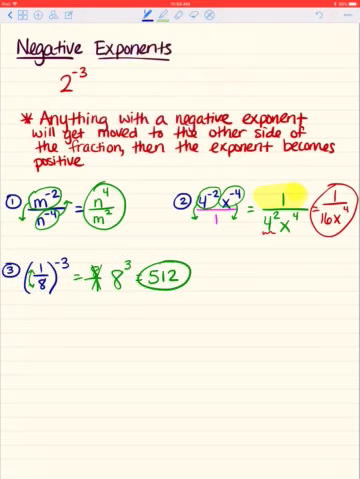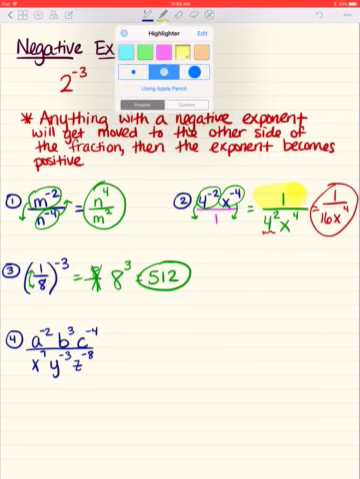All right, example 4, we're going to start getting a little more lengthy here. Let's say we have a to the negative 2, b cubed, and c to the negative 4 over x to the 7th, y to the negative 3, z to the negative 8.